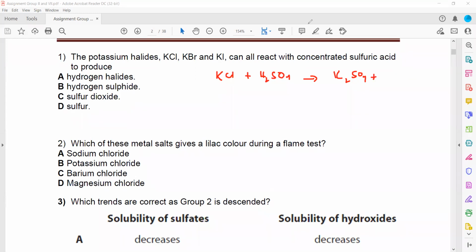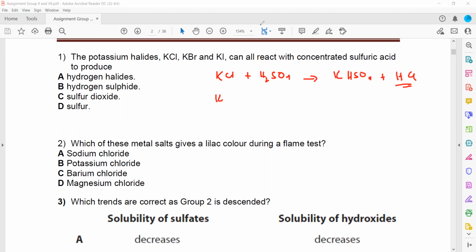So both possibilities are there. We can also write KHSO4, potassium hydrogen sulfate, plus hydrogen chloride. So hydrogen halide is produced. In the same way with KBr, the hydrogen halide can further react with sulfuric acid, which undergoes a redox reaction. But the first one is known as the acid-base reaction. Why is it an acid-base reaction? Because acids are proton donors and bases are proton acceptors. H2SO4 is donating a proton and KCl is accepting a proton.